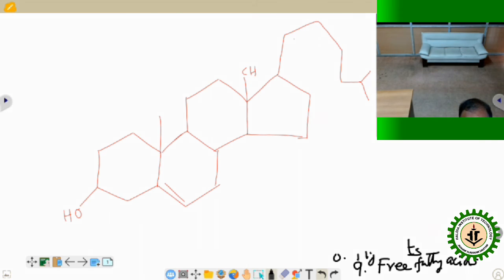If this is like this, there are two methyl groups, and there is CH2 like this. This is the cyclopentano perhydrophenanthrene ring. Now these sterol compounds are also present.